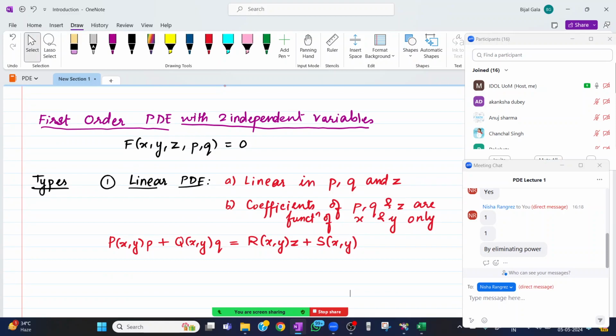Here the functions of x and y could be constants as well. Okay, so these are examples of linear PDE. Observe everywhere the degree of p is 1, q is 1, z is 1, that is your condition number A. The coefficients are all only functions of x and y. Let's look at some examples of this category.